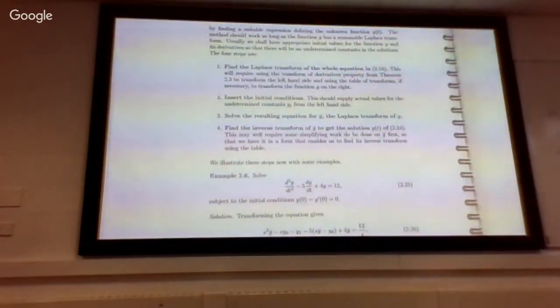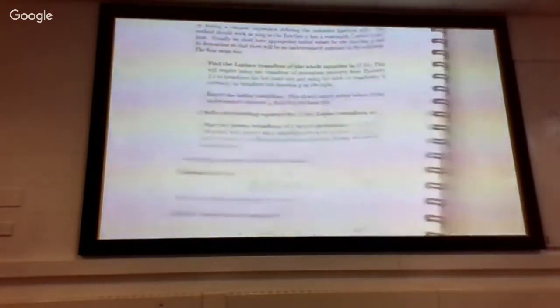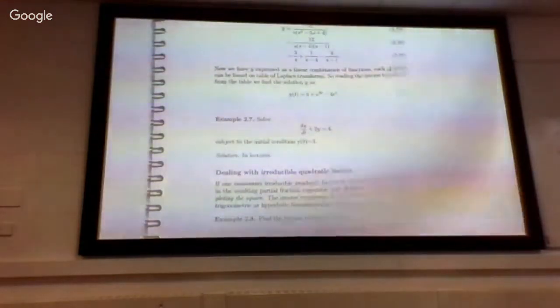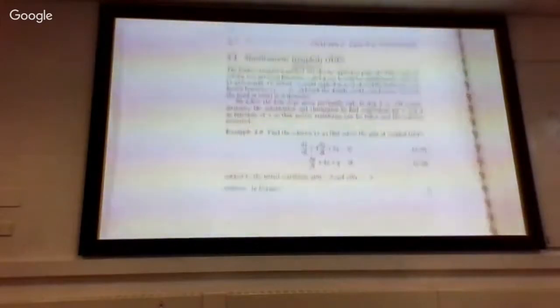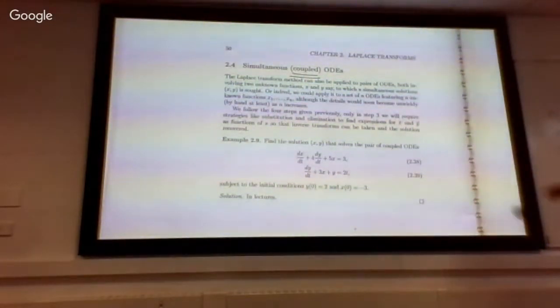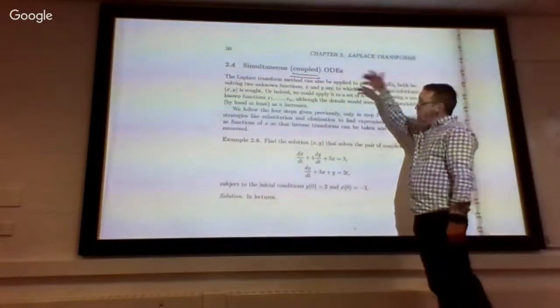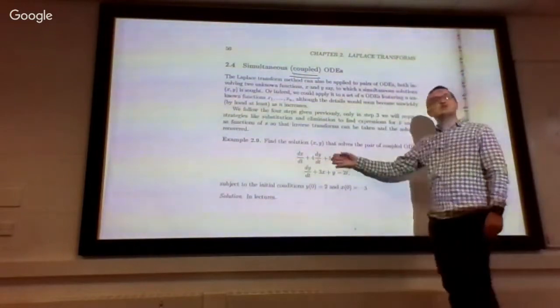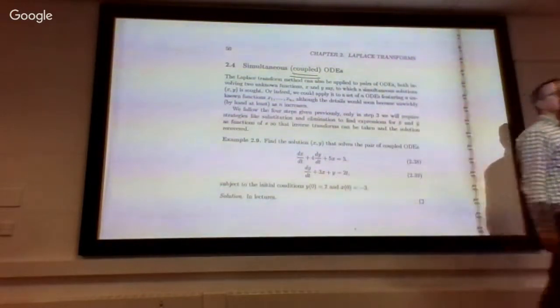So that work occupied us in the last couple of weeks. We were able to extend it without too much trouble. I always get drawn into long summaries. Anyway, it's good to revisit these things. We were able to extend it without too much trouble to simultaneous ODEs.